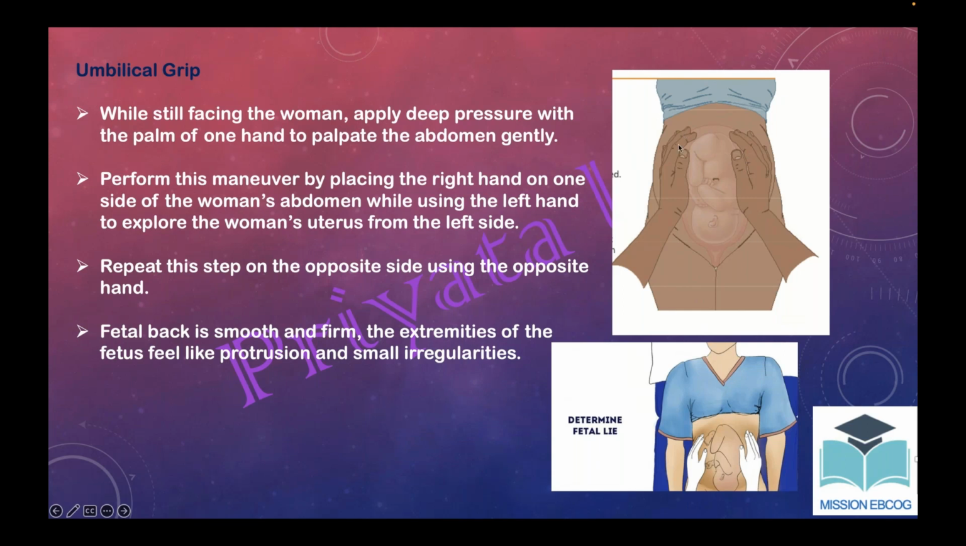With the deep palpation on the right side, you find out what is there, whether soft knobby fetal parts are there, and on the other side, in a similar manner, you will find out whether the fetal back is there. The fetal back will be smooth and firm, and the extremities or fetal limbs will feel like small irregularities. So this way the umbilical grip or lateral grip is done, which helps to find out the lie.